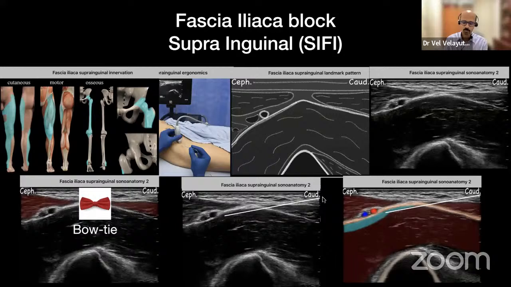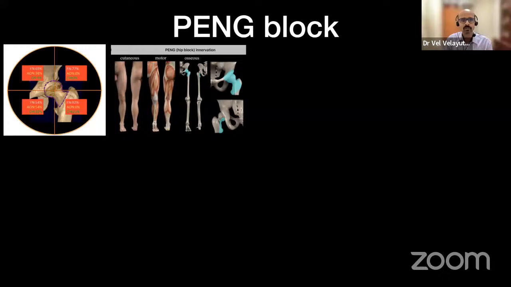So we'll move to infrainguinal. I'll show you in a minute, but the next bit is the PENG block, which is the pericapsular nerve group block. So what are we doing with this one? Predominantly, we're blocking the front capsule of the hip. For the front capsule, we discussed three nerves: femoral, obturator, and accessory obturator. So that's what we're trying to block.